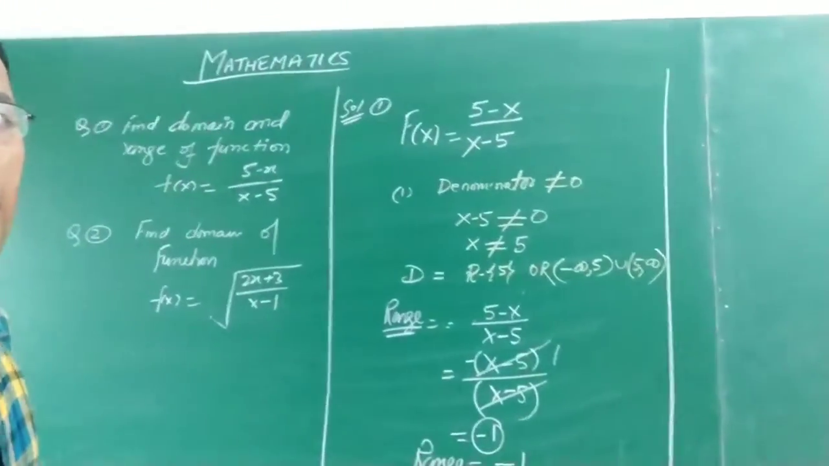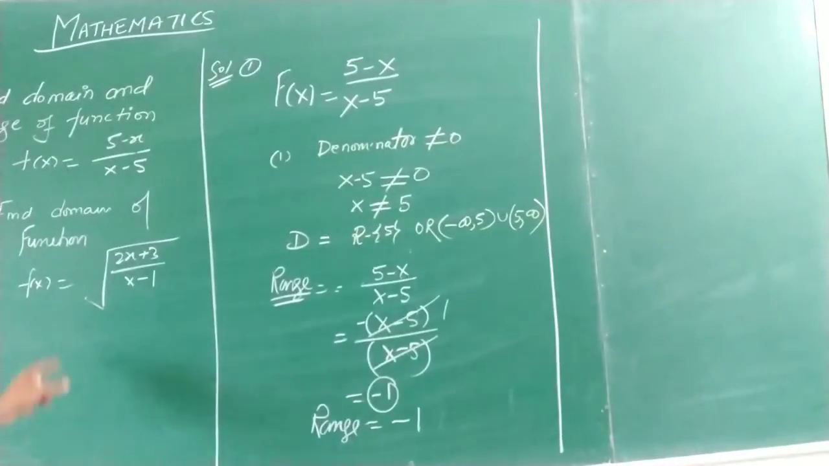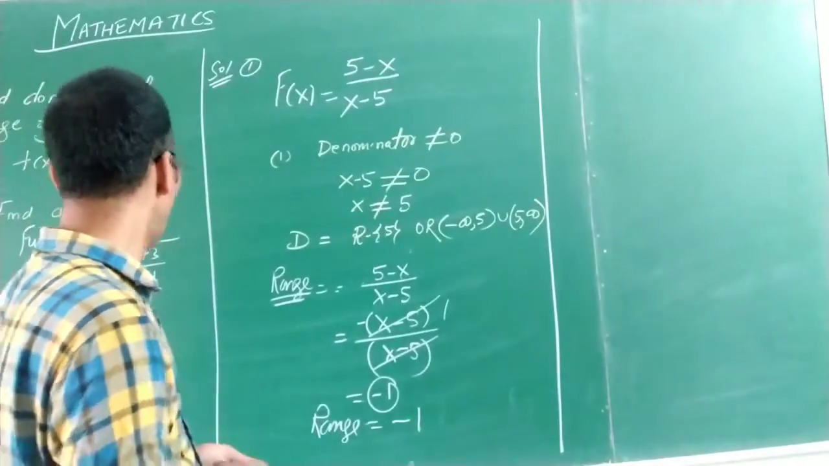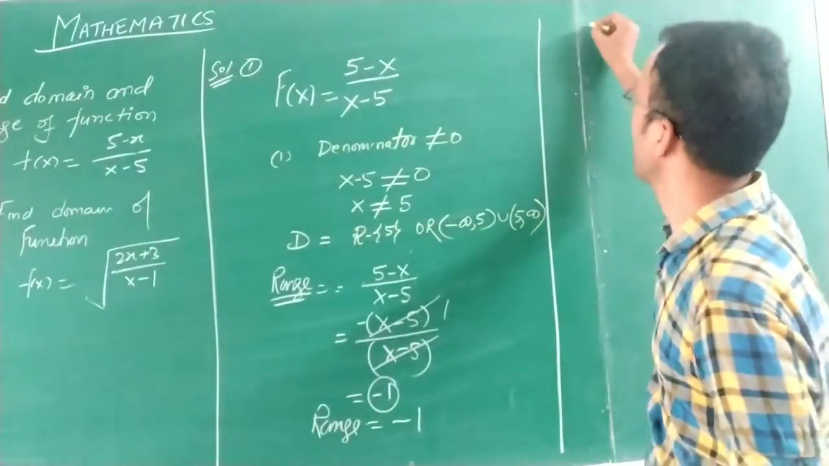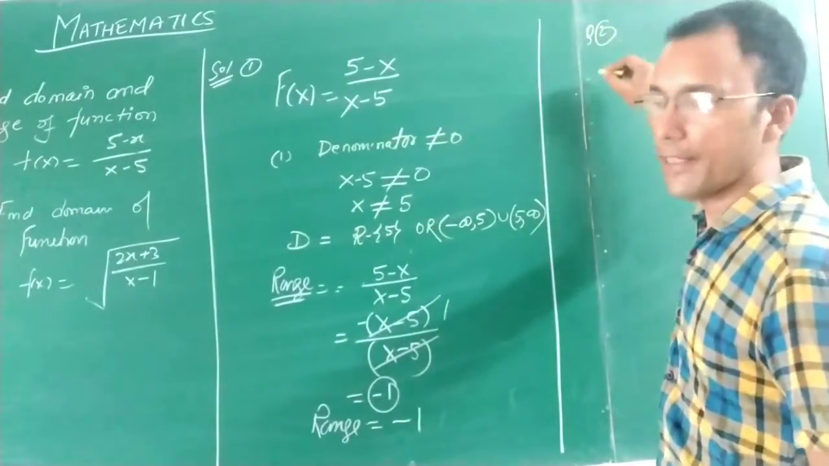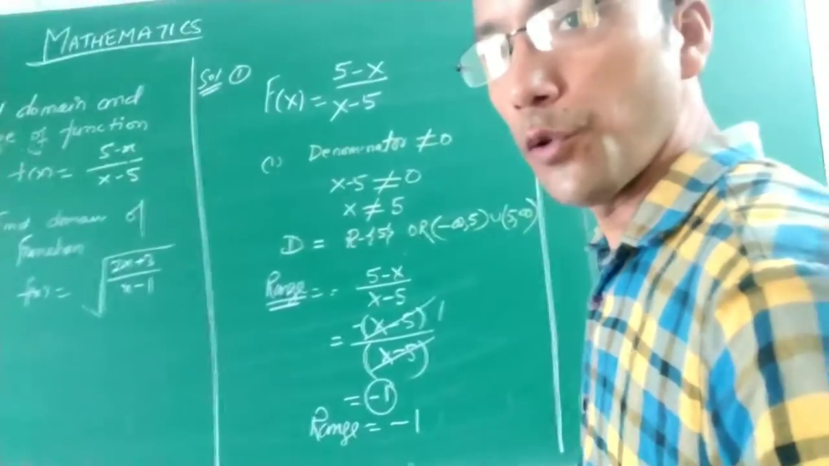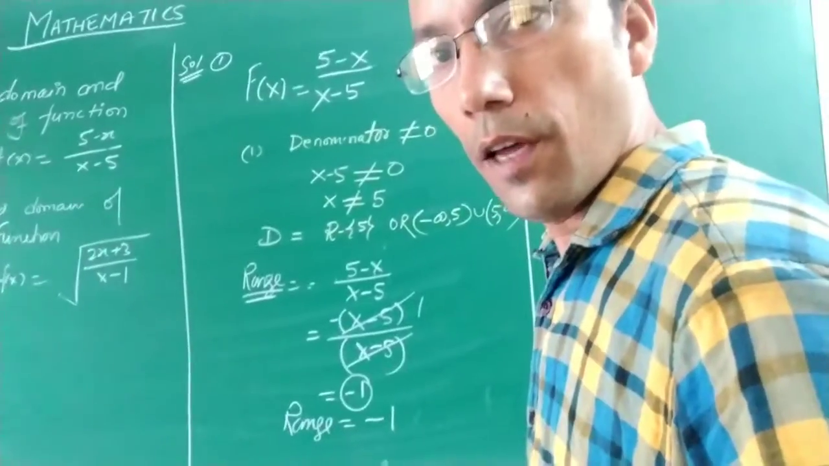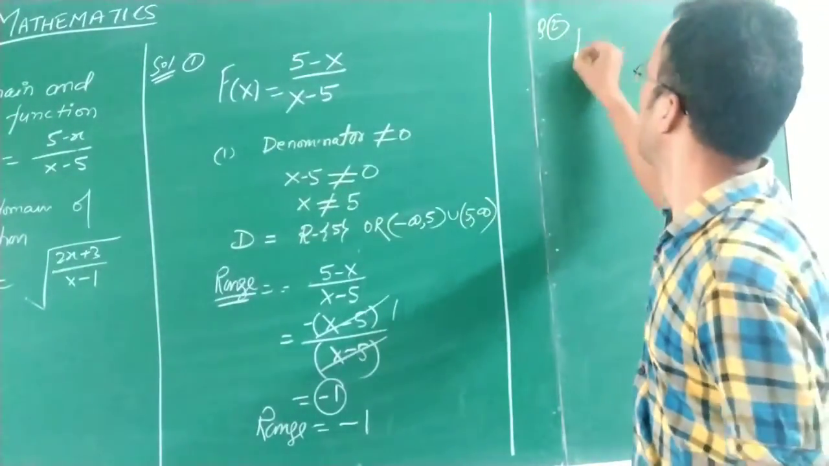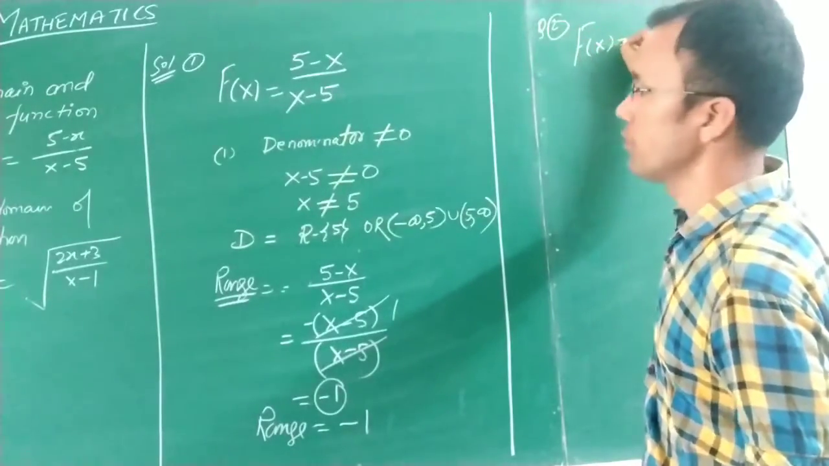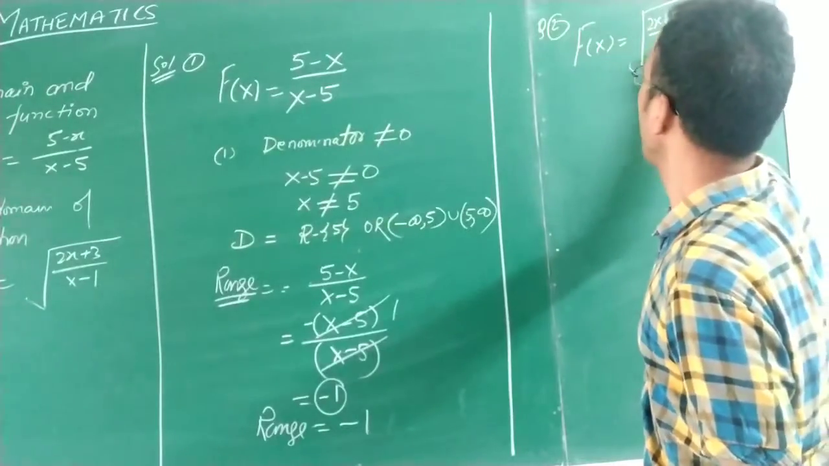Now, students, check the second part. We have to find the domain of the function. That is question number 2. See this one: f(x) is equal to under root (2x plus 3) divided by (x minus 1).